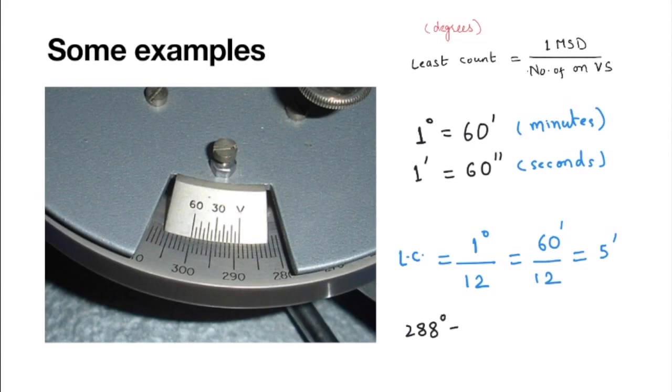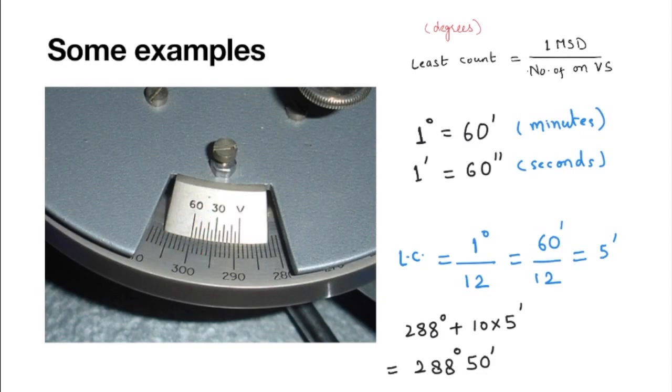288 degrees plus the coinciding division. Our coinciding division here is this one, so that is the 10th division. So 10 multiplied by 5 minutes. So our reading will be 288 degrees and 50 minutes. Actually if you see, that is why here 30 and 60 is written. So this is 40, 50. Our coinciding division is this one, so you can directly write 50 minutes.